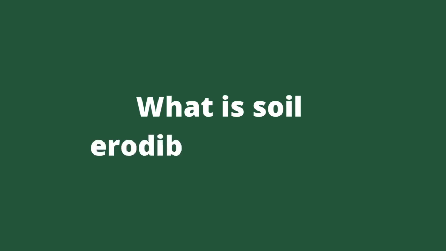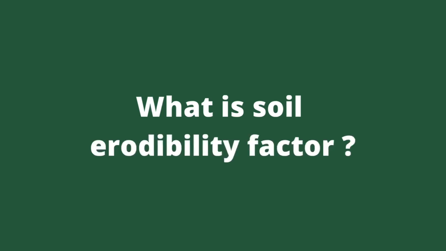Soil erodibility factor, that is K. It is the ability or susceptibility of the soil of being eroded. How much the soil is susceptible towards erosion, that is soil erodibility factor. It gives an indication of soil loss from a unit plot of 22-meter length and 9% slope and continuous fallow culture. Value of K varies from 0 to 0.6.